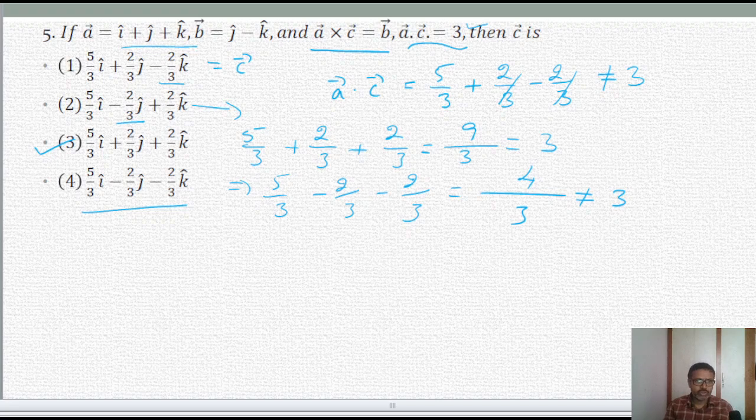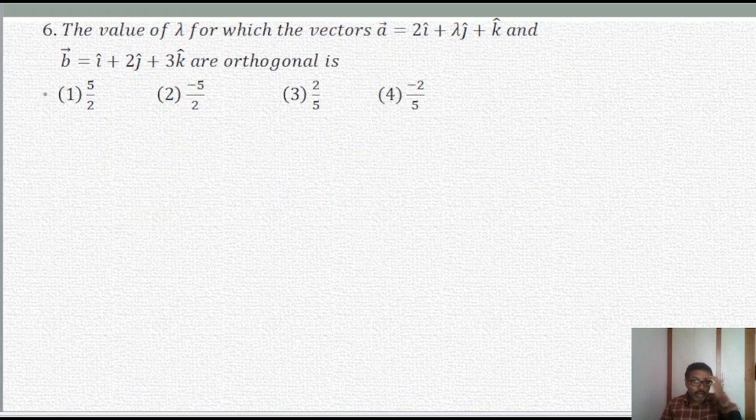Let us move on to the next question, friends. Now, the value of lambda for which the vectors a and b are orthogonal. So it is a very easy, straightforward question. Orthogonal means vector a is perpendicular to vector b. When two vectors are perpendicular, we know vector a dot vector b is equal to 0. So a dot b we will find for this, and that must be equal to 0.